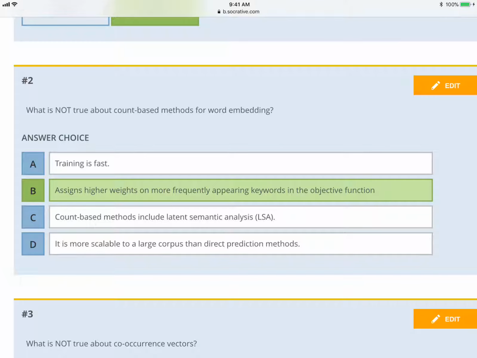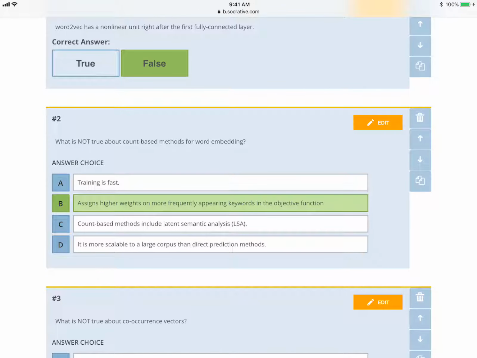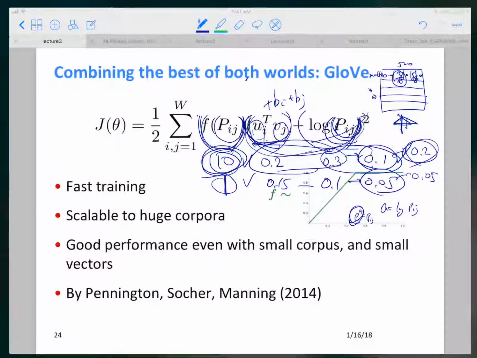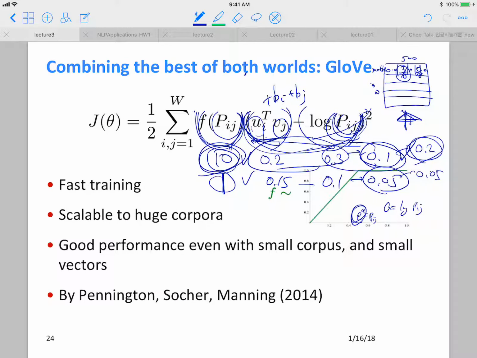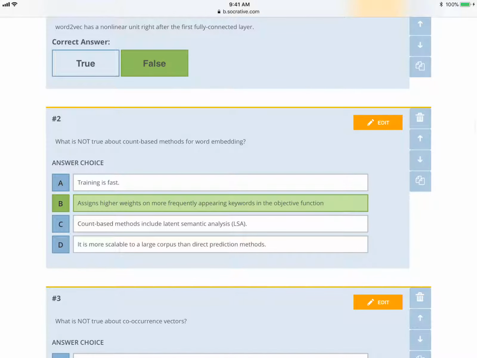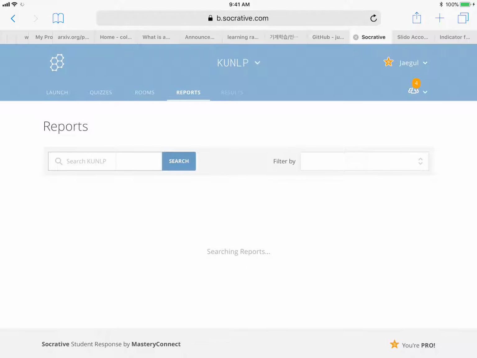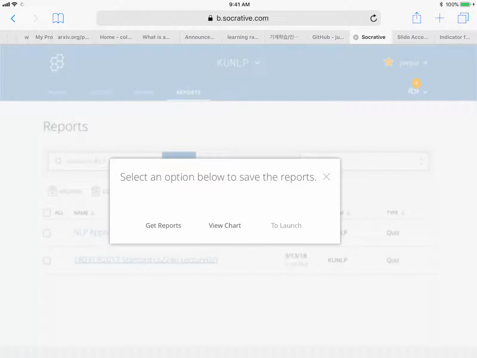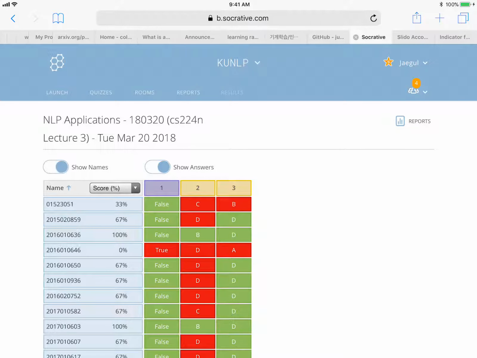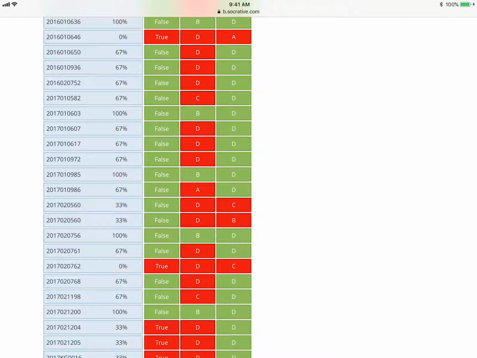Professor, I want to see my score, whether it is working or not. The score? I just sent it, but... Yeah, you can search for it, right?